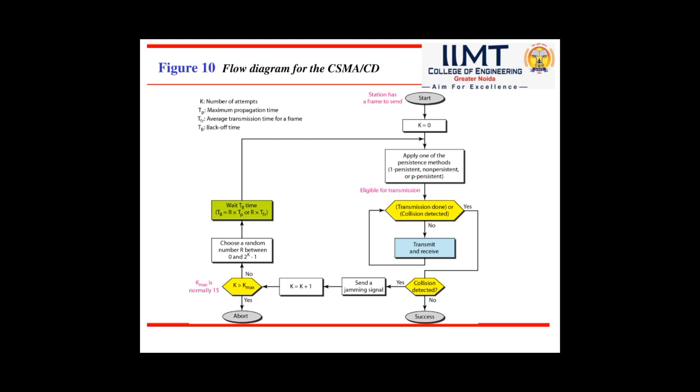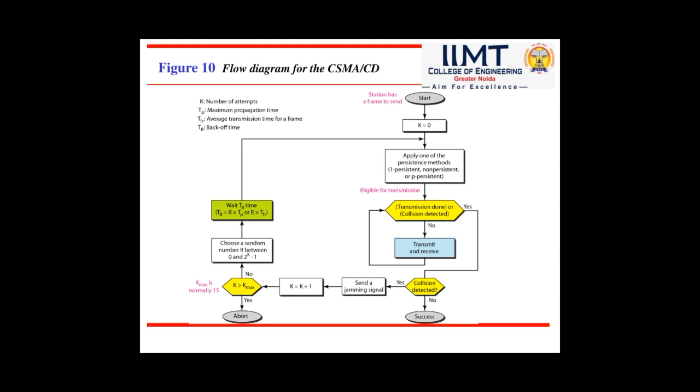So by sending the jamming signal, jamming signal means the voltage will increase as soon as two frames collide. After generating that voltage, it is detected by some device, and then the message is passed to the station through the jamming signal. And again the same process is repeated here.